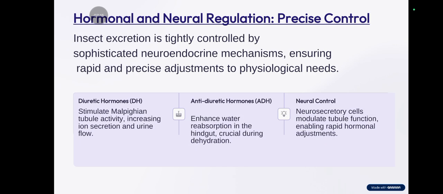Hormonal and neural regulation. Insect excretion is tightly controlled by sophisticated neuroendocrine mechanisms, ensuring rapid and precise adjustments to physiological needs. DH, the diuretic hormone, stimulates Malpighian tubule activity, increasing ion secretion and urine flow. The antidiuretic hormone, ADH, enhances water reabsorption in the hindgut, crucial during dehydration. Neural control. Neurosecretory cells modulate tubule function, enabling rapid hormonal adjustments.